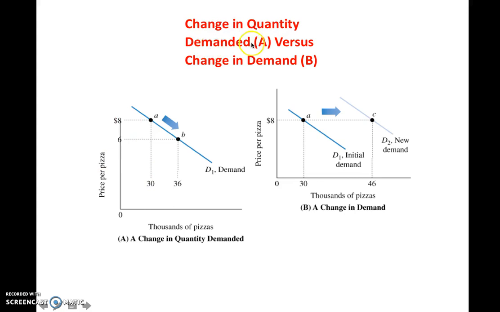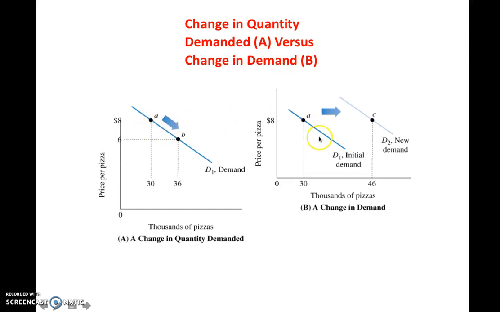A change in quantity demanded, A, versus a change in demand, B. When you have a change in quantity demanded, a price is changing and you're moving on the demand curve. You're moving on the curve. For whatever reason, the price went from $8 to $6. You see a decrease in price, and that's going to throw things out of kilter. But right now, we're just going to focus on it's a change in price only. You're moving on a curve.